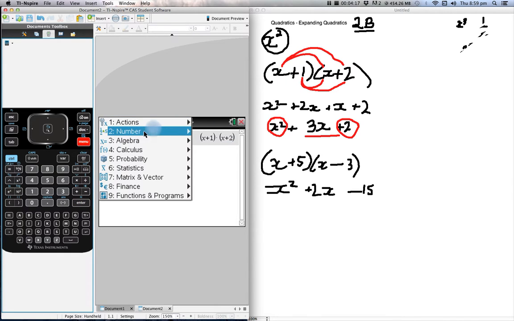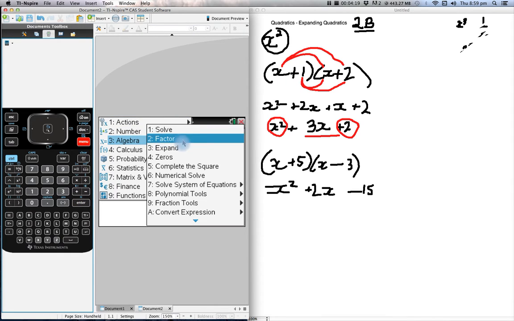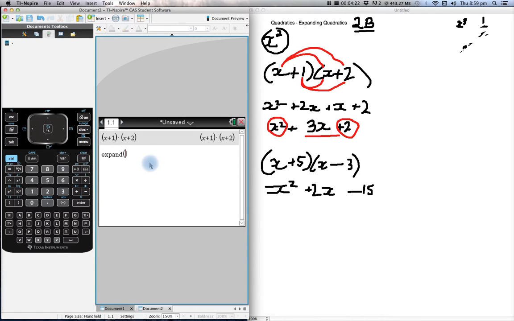So now we're going to go into algebra because we're doing algebra. And if we want it to expand, and now I'm just going to go Control C. Now I'm going to go back down.